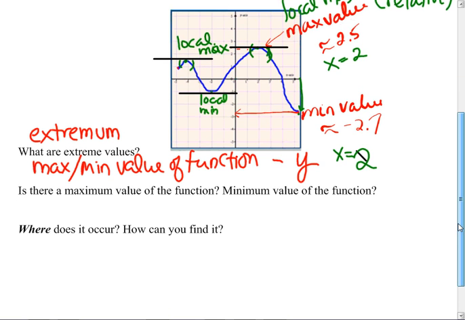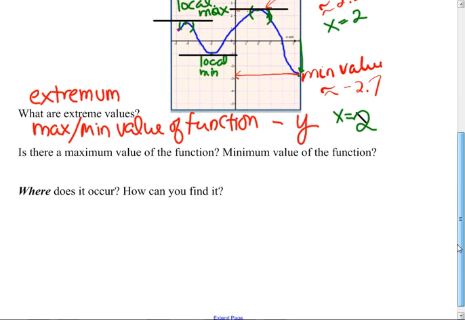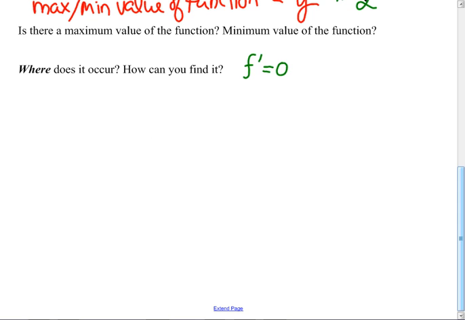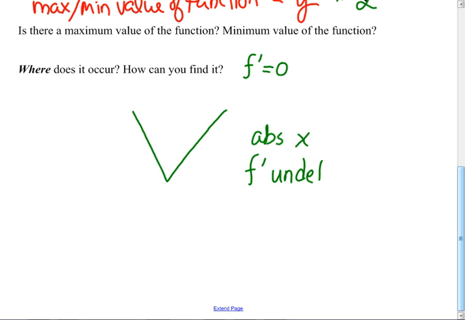Now, how would you find the max? If you wanted to find max and mins, what would you be looking for? Where f prime is what? 0. There are other kinds of functions. What about this one? That's the absolute value function. So f prime is undefined, or you can say does not exist.